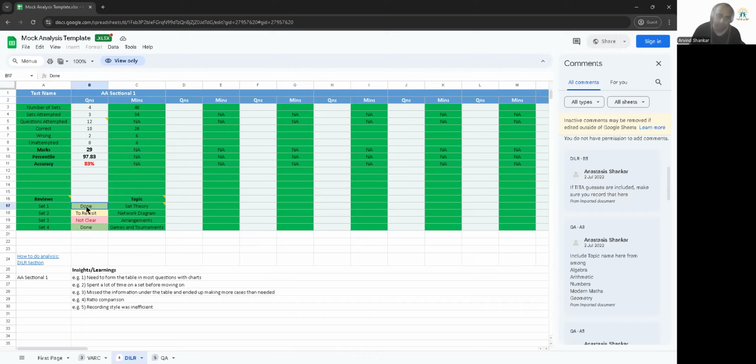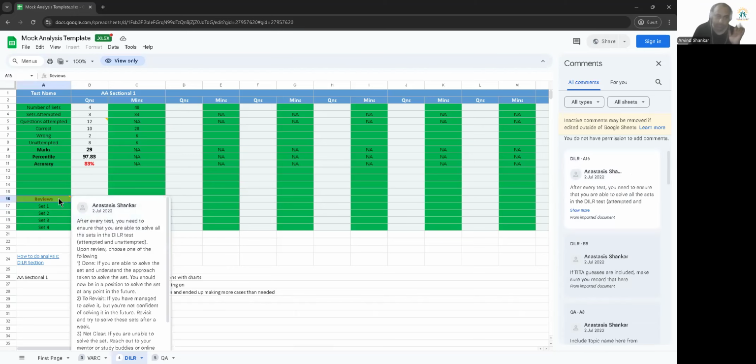So if it is done, I'm absolutely certain of what this is. I'm in control. I know inside and out of it. Then you don't need to revisit this. Then perhaps a set that gave you a lot of learning that you want to practice later on or want to come back to, you can revisit. If it is not clear, of course, this means you have to go and seek help for it. But if it is not clear, you need to address it. Revisit is, I could not solve it earlier, but now I understand it. Not clear is I can't understand it right away.